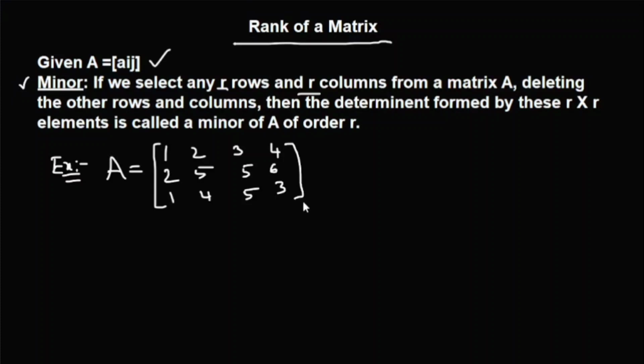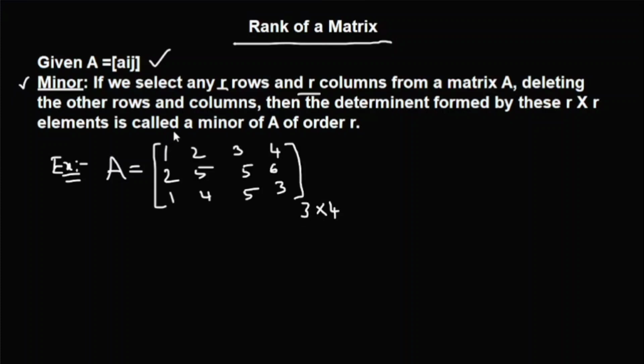Now this is a 3 by 4 matrix. And the rank is defined for all kinds of matrices, irrespective of the order. You can have a square matrix or a rectangular matrix, it doesn't matter. Now, how do you define the minor? Here, we have to select R rows and R columns by deleting all other rows and columns.